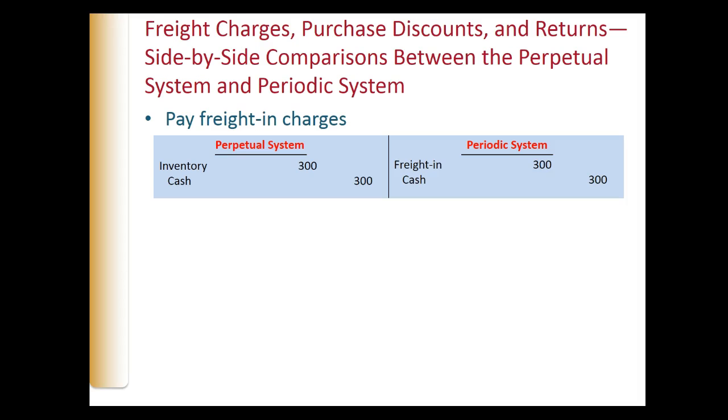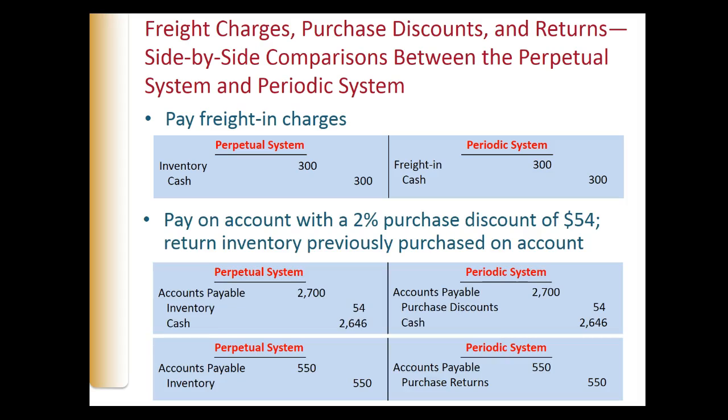Here you're going to see how the payment of freight in, payment of an account on credit within the discount period, and purchase returns are recorded under both of the inventory systems. Under the periodic system, we record freight charges, purchase discounts, and purchase returns to temporary accounts. We'll close these accounts at the end of the year. Under the perpetual system, each of these items was recorded directly to the inventory account at the time they occurred.